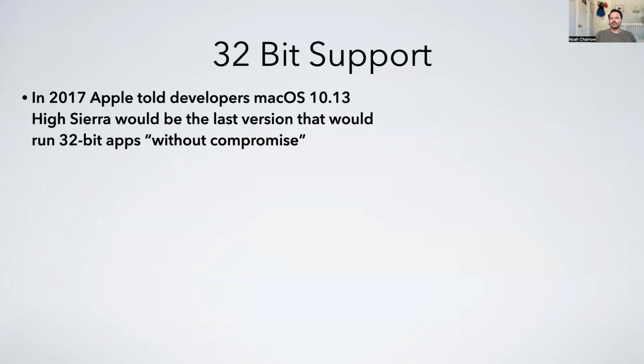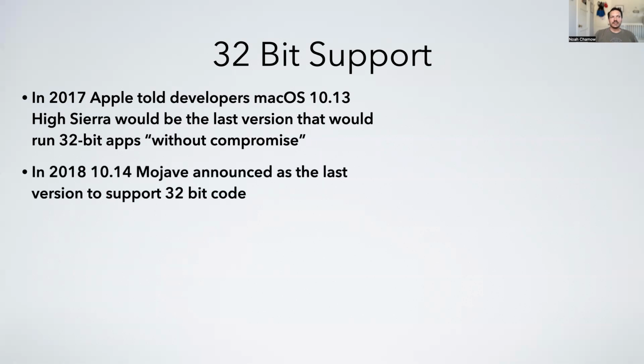All right, so let's talk a little bit more about 32-bit support. As I said, Apple needed to move on from 32-bit because they decided that they wanted to make a switch to using their own processors, Apple Silicon, and they didn't want to bring over 32-bit support. So they had to sort of phase out 32-bit in the lead up to that transition. In 2017, Apple told developers that macOS 10.13 High Sierra would be the last version that would run 32-bit apps without compromise. In 2018, 10.14 Mojave was announced as the last version to support 32-bit code.